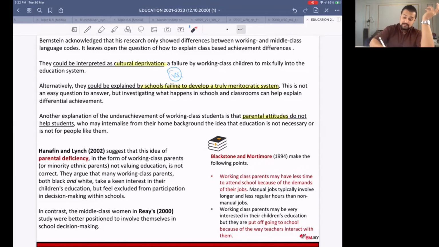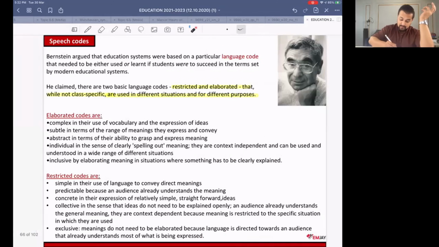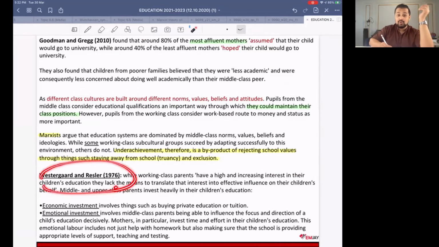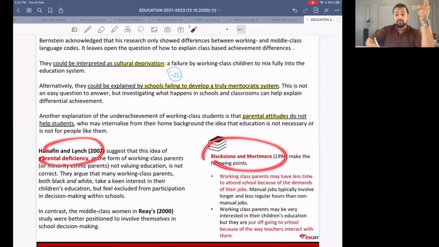And remember, something similar to this, we did discuss a couple of slides back under the heading of Westergaard and Ressler, right? So, Westergaard and Ressler, number two, Hannafin and Lynch, and number three, Blackstone and Mortimer.